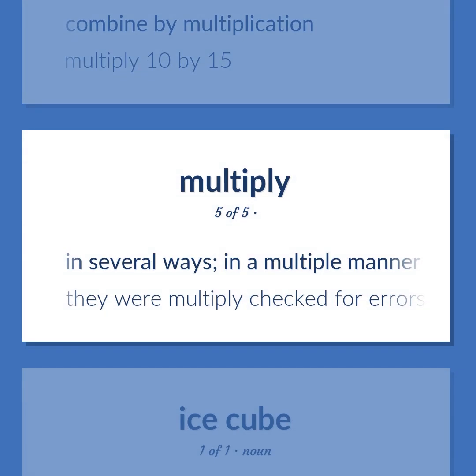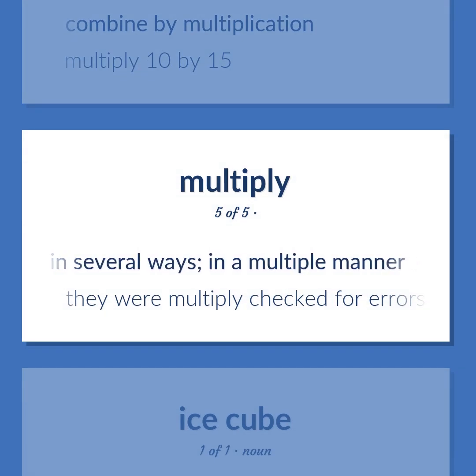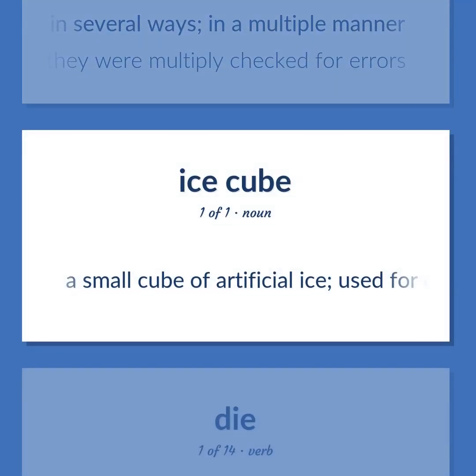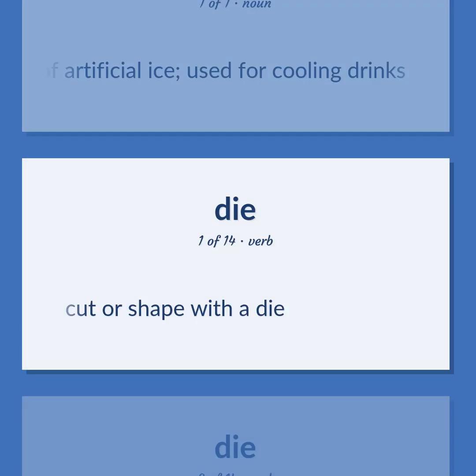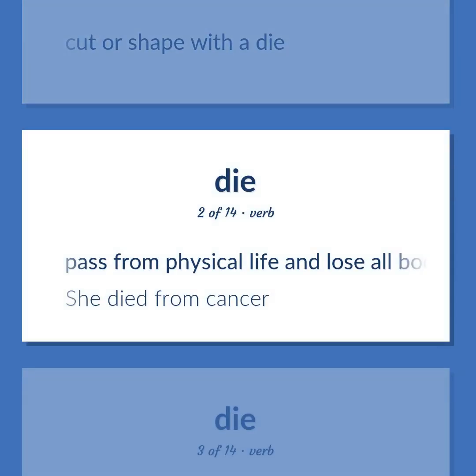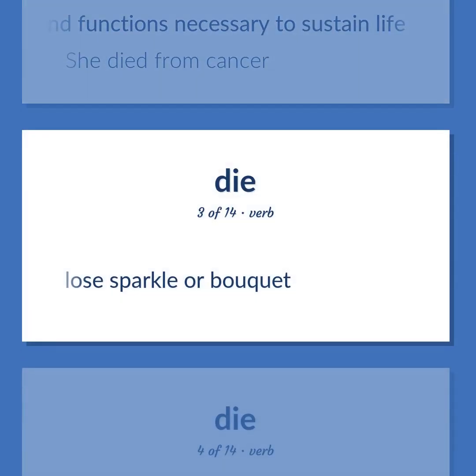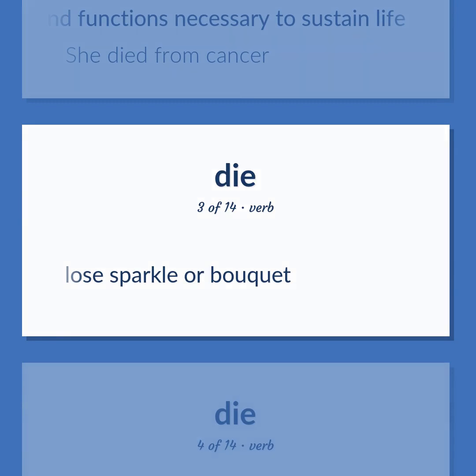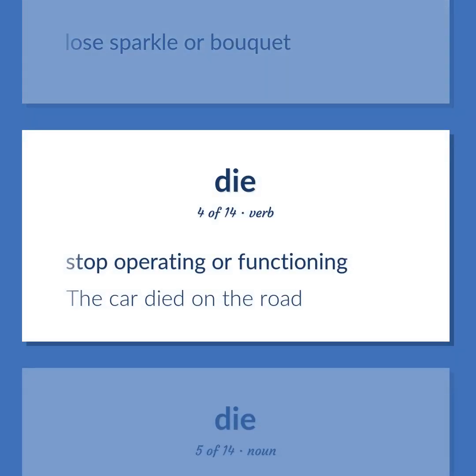In several ways, in a multiple manner. They were multiply checked for errors. A small cube of artificial ice, used for cooling drinks. Cut or shape with a die. Pass from physical life and lose all bodily attributes and functions necessary to sustain life. She died from cancer. Lose sparkle or bouquet. Stop operating or functioning. The car died on the road.